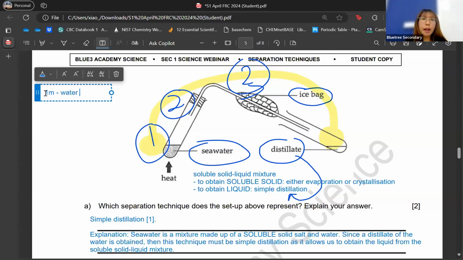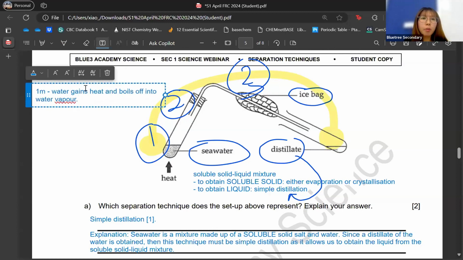Okay, by the way, students, reminder, referencing is very important. You do not just say water gains heat and boils off into water vapor. So what is unclear about this answer is, where is your water from? The water in the test or boiling tube. Okay, likewise, secondary 1 scientific endeavor, you would have learned that the test tube we use for boiling would be called boiling tube.